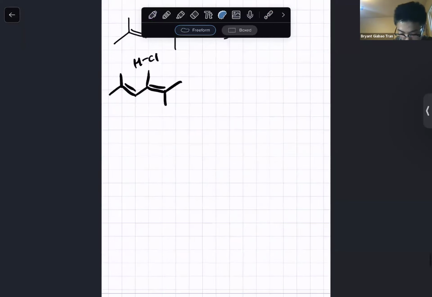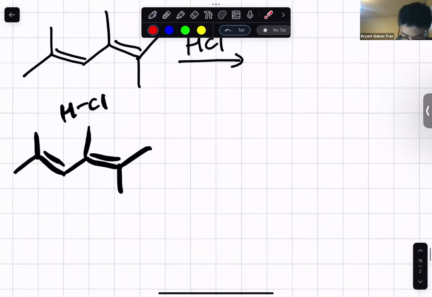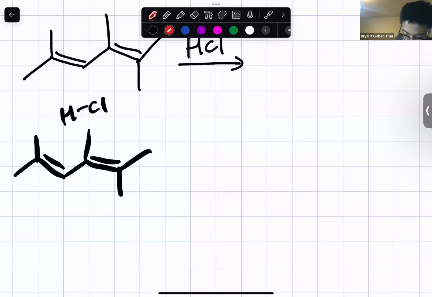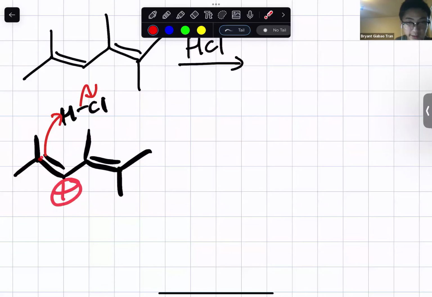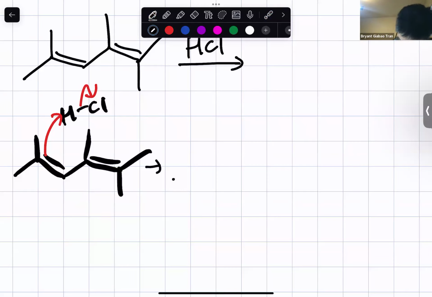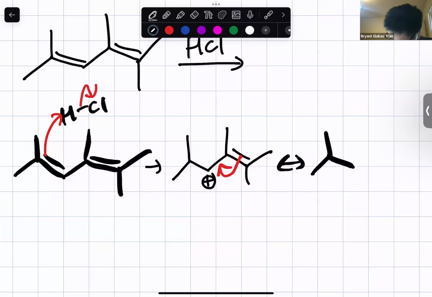So since we want this carbon here to have the carbocation, this side now is going to attack the H, the more substituted side, because we want the carbocation that is allylic. That gives us this carbocation right here. Okay, we could draw its resonance structure now, giving us our first set, which is this right here.